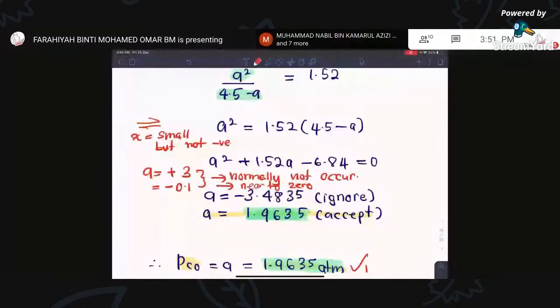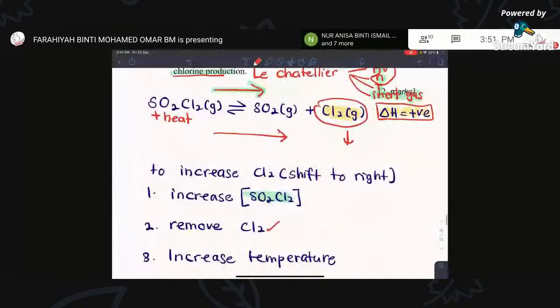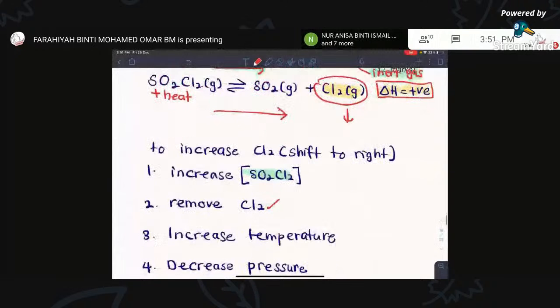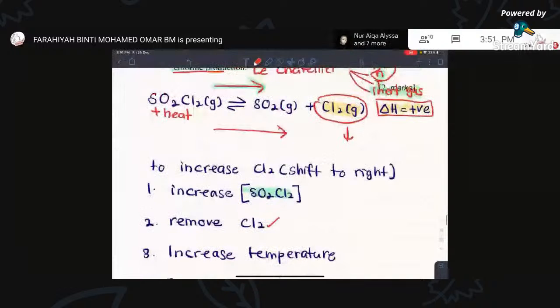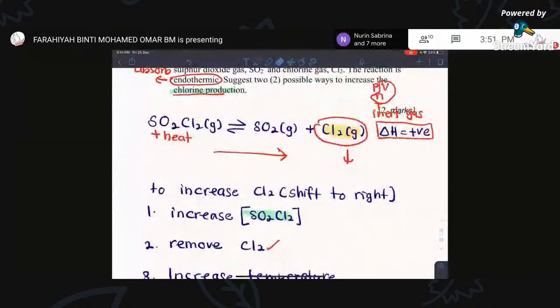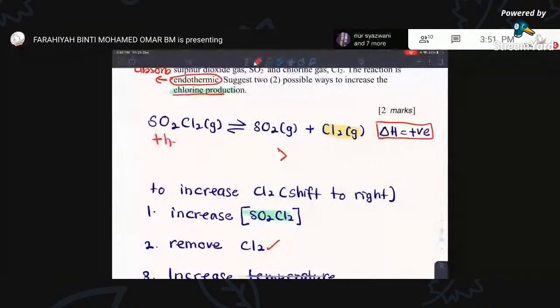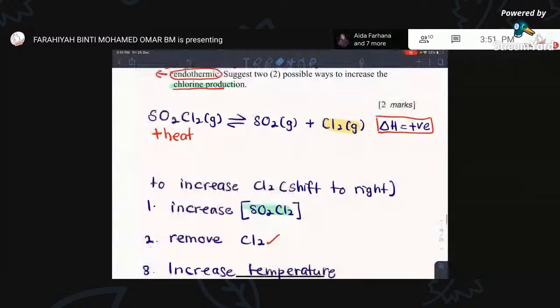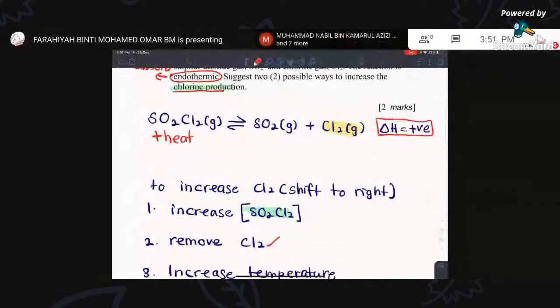Okay, balik pada sini. So remove chlorine, you akan dapat shift to the right. And then increase temperature. Increase temperature ni macam mana? Saya padam ni dulu. Sebab dah serabut dah, yang ni pun saya padam lah ya. Okay. So, okay. Now it's clean. Okay. So yang ini plus heat. Okay. So now kalau you plus, you increase the temperature, heat will be increased. So heat ni adalah reactant. So bila reactant increase, you akan shift to the right and you will produce chlorine. Okay. So increase the temperature.